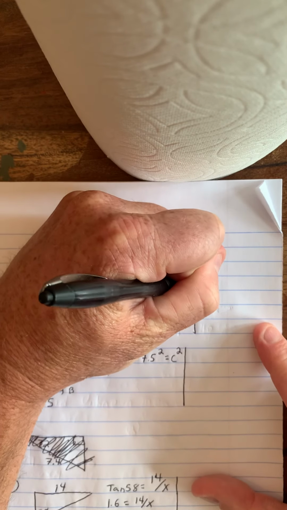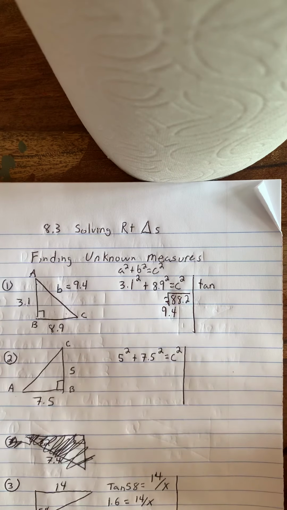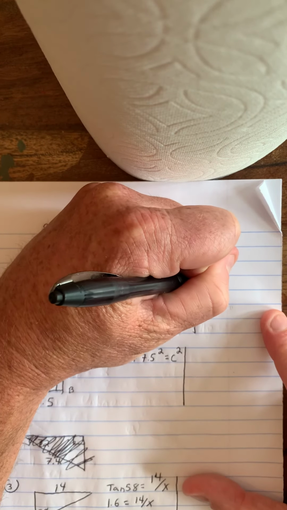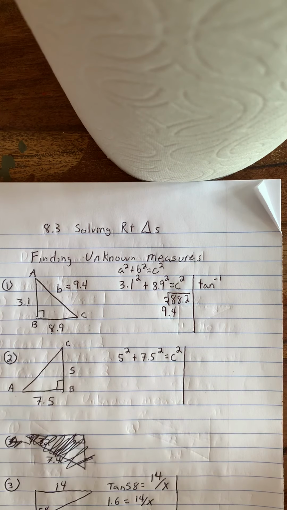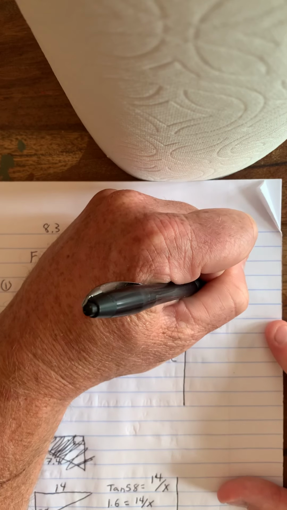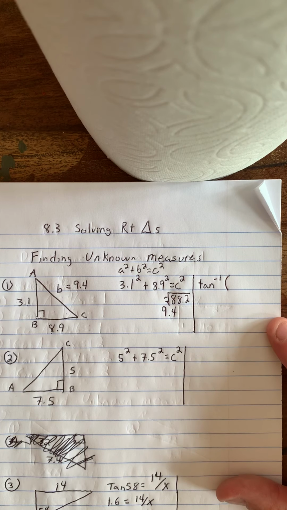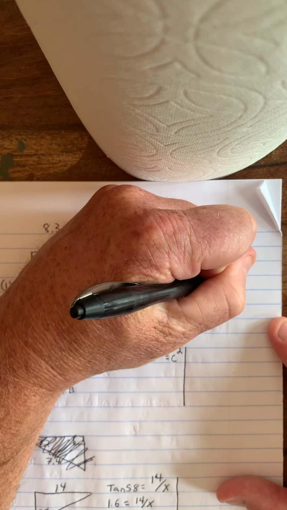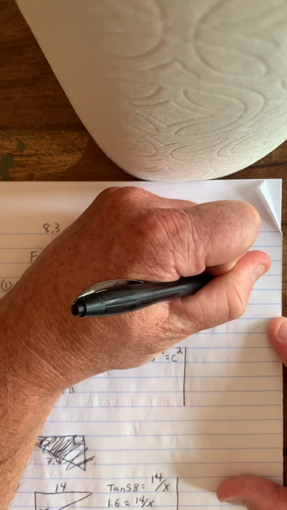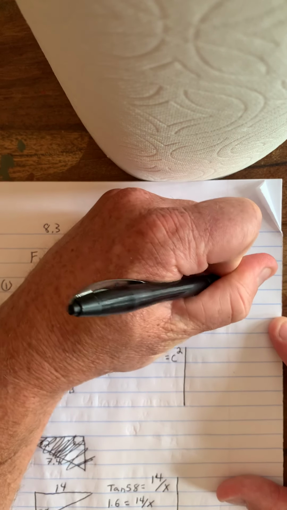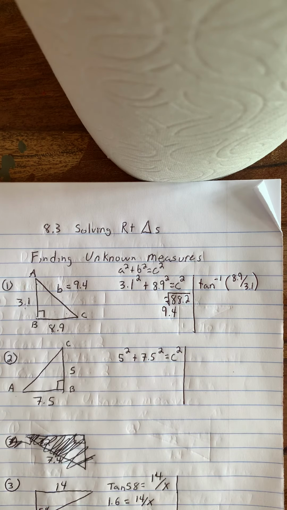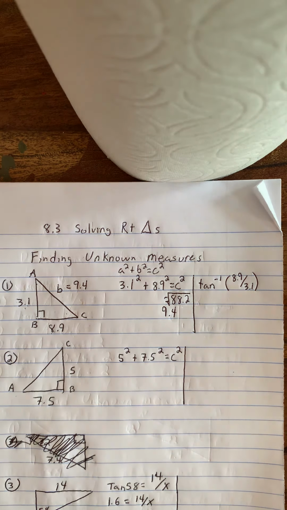It's tangent, and it's the up caret 1. So it's tangent to the negative first, okay? Tangent negative 1. And then I put it in parentheses, and I'm gonna use the opposite over the adjacent, 8.9 over 3.1, okay? Now, very important, when you're doing this, make sure that your calculator is in degree mode, not radian mode. Very, very big thing, okay? So just check that you're in degree.